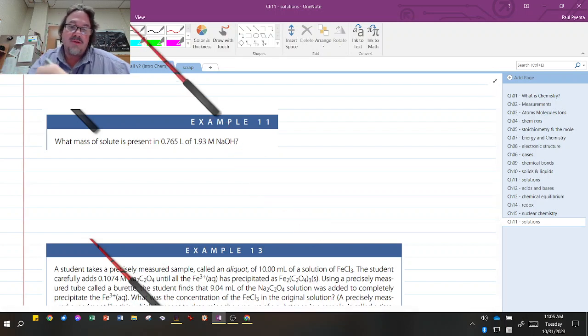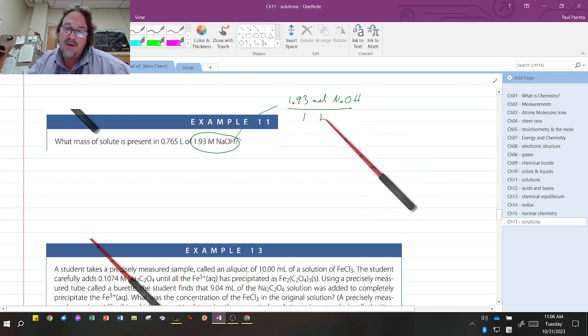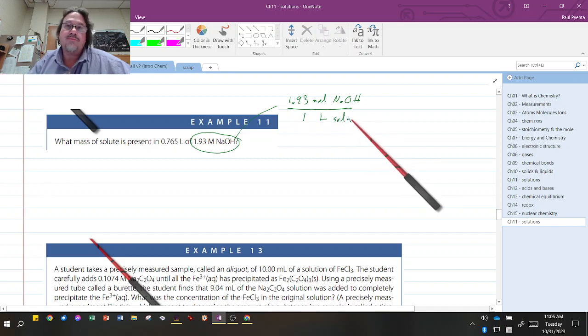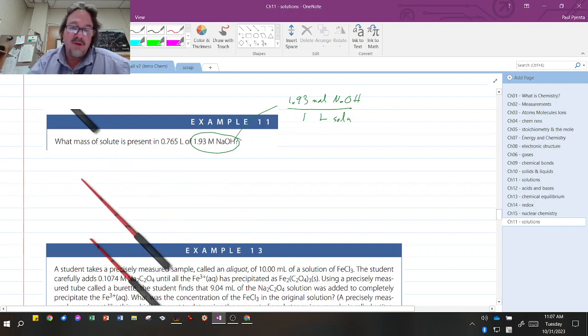Once again, I'm going to start by looking at that solution and saying, hey, what does that really mean? That means 1.93 moles of sodium hydroxide per 1 liter of the solution. And now I can use that in my calculation. What do I start with? Well, we've got 0.765 liters. That's the amount of solution that we have, and we're going to convert that essentially to the moles of the solute. So let's start there.